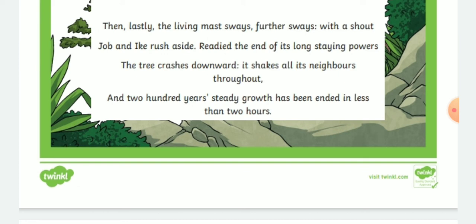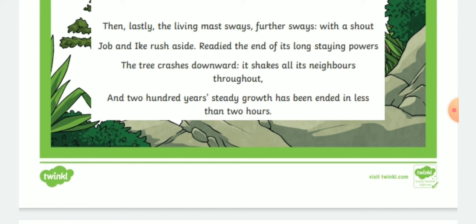Read at the end of its long staying powers, the tree crashes downward. It shakes all its neighbors throughout. Here, some of the neighboring people who were residing nearby were shocked because such a huge tree had fallen down. Then: and two hundred years' steady growth has been ended in less than two hours.